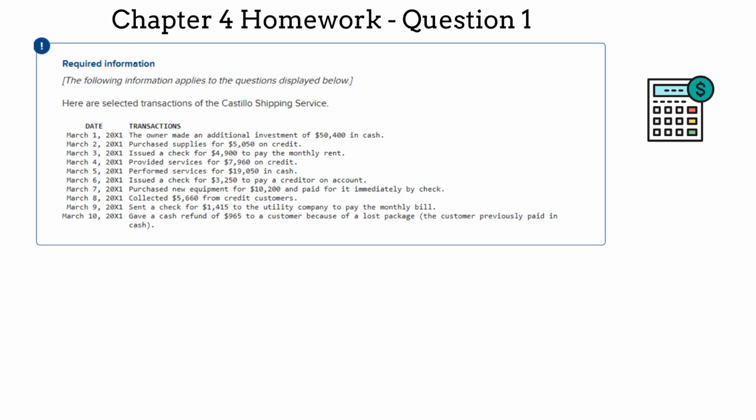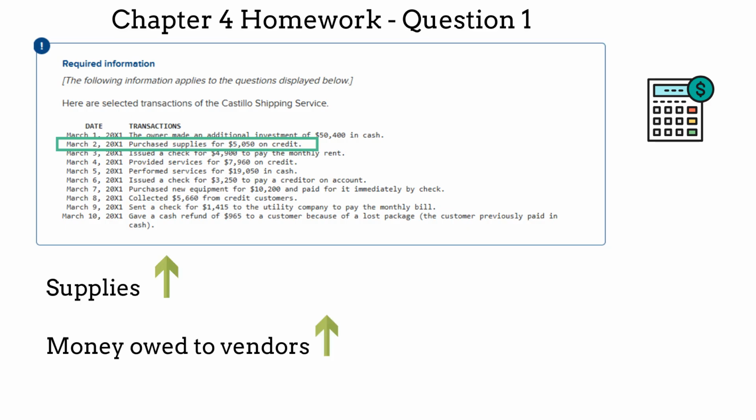Now, let's look at the second transaction which states that the business purchased supplies for $5,050 on credit. So, in Step 1 of the 3-step process for determining debits and credits, we determine that the supplies account increased, and the money owed to the vendor increased as well. Let's now look at the second step. We need to figure out what type of accounts supplies and money owed to vendors are. The supplies account is an asset account and money owed to vendors is a liability.